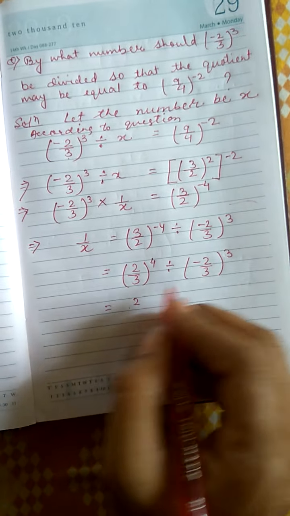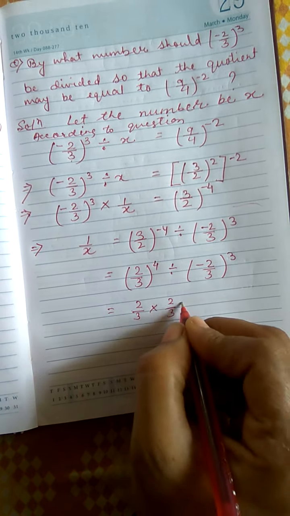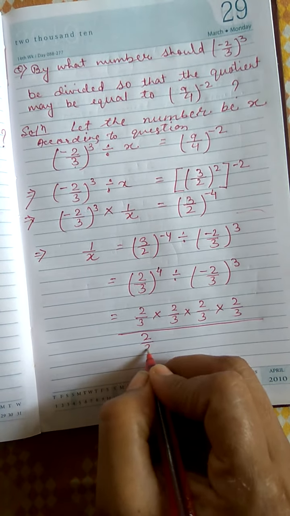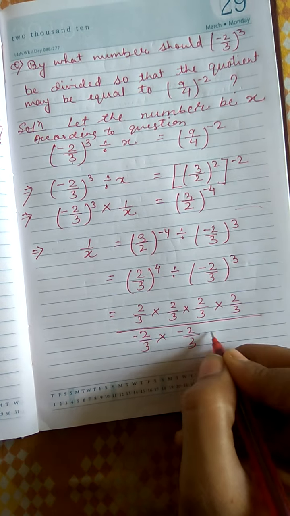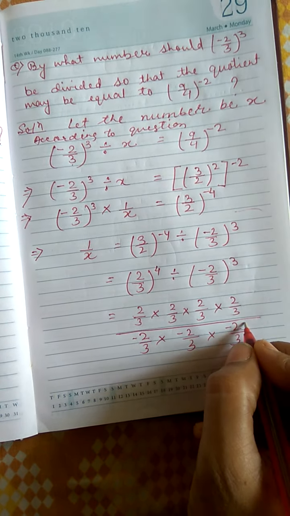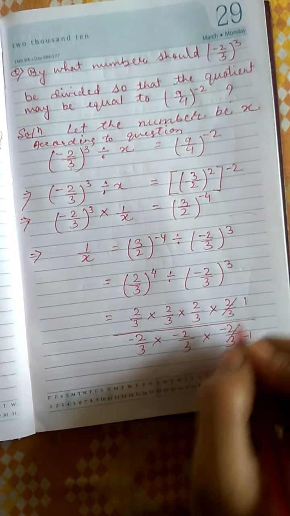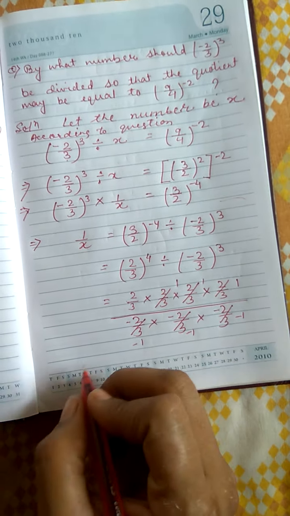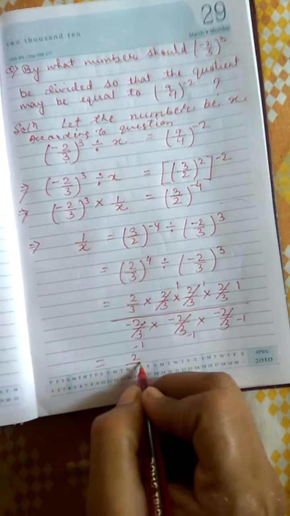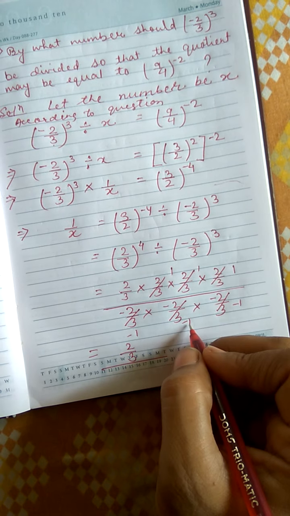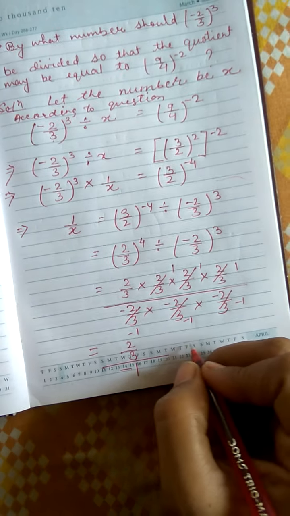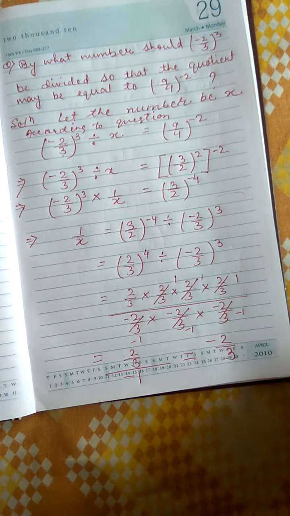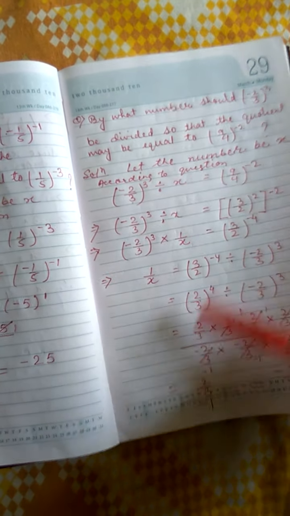We see that the bases are different. So what you have to do? Write 2/3, 2/3, 2/3, 2/3 divided by -2/3, -2/3, -2/3. Now cut these: -1, 1, -1, 1, -1, 1. Now what is left with you? 2/3 divided by -1, since minus into plus or plus into minus is minus 1. Means what is the answer? 2/3 and -1 here. So we can write -2/3. This is the value of 1/x.